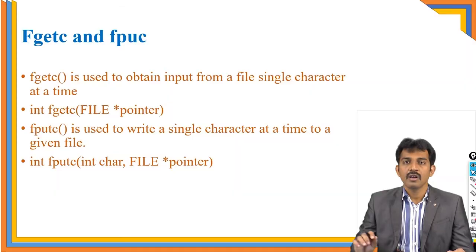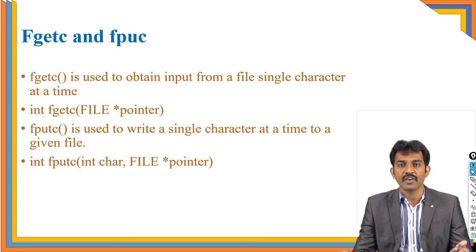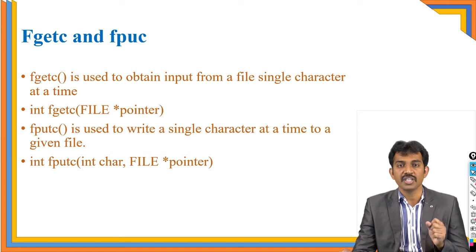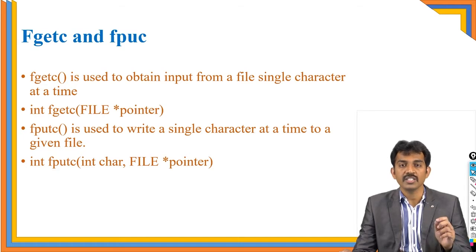The first is fgetc and fputc. If you observe clearly, fgetc is a function used to read data from the file, and fputc is a function used to write data into the file. That is the difference between fgetc and fputc. Both functions read or write only a single character at a time, right? And fgetc takes one argument, the file pointer.